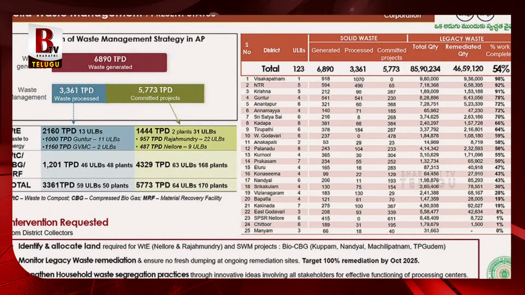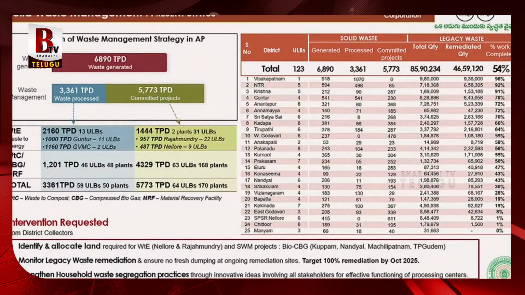Another important thing where we require support from the collectors is that we need land issues to be sorted out when it comes to identifying lands for the WTE, that is waste to energy plant, at Nellore and the waste to energy plant at Rajahmundry. Rajahmundry means a cluster of ULBs put together will be operating a waste to energy plant. For Rajahmundry, we thought Surampalem village between Rajahmundry and Kakinada is a proper place, and for Nellore, we thought Venkatachalam may be the ideal place. So we request the collectors. And for the solid waste management projects, CBG projects at Koppam, Nanjal, Machilipatnam, and TP Gudam are also places where we require land support.